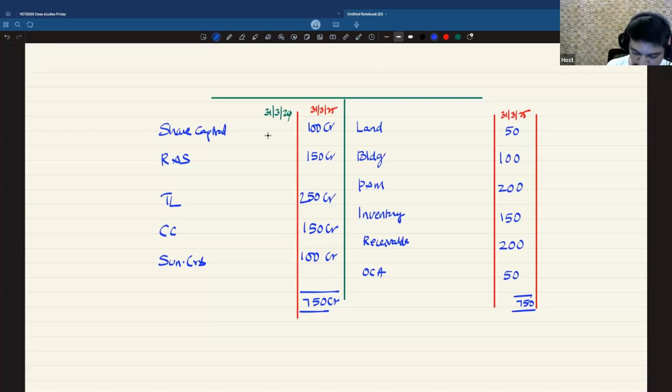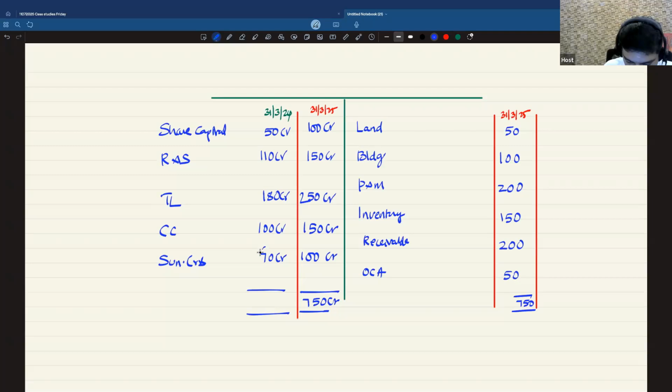Let's see what was their capital. Their capital was only 50 crore. Their reserves and surplus is 110 crore. Term loan was around 180 crore only. Cash credit was at around 100 crore. Sundry creditors was around 70 crore. Now if you total, it is 50 plus 110 plus 180 plus 100 plus 70. So the total was around 510 crore.